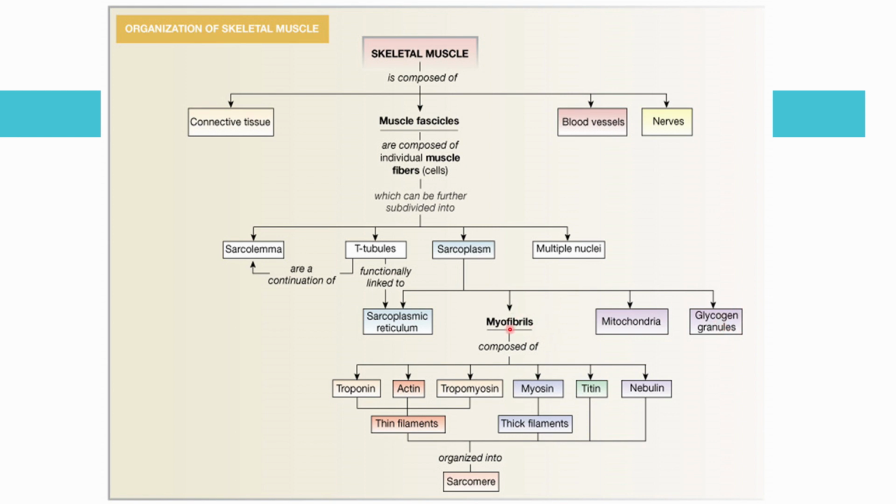So what about the myofibrils themselves? What are their structural building blocks? And we see that they're made up of the proteins troponin, actin, tropomyosin, myosin, titin, nebulin. Well, what about myosin? Myosin ends up making thick filament, and actin ends up making thin filament. So when you look at the organization of these thick and thin filaments, they get organized into sections that we call sarcomeres.